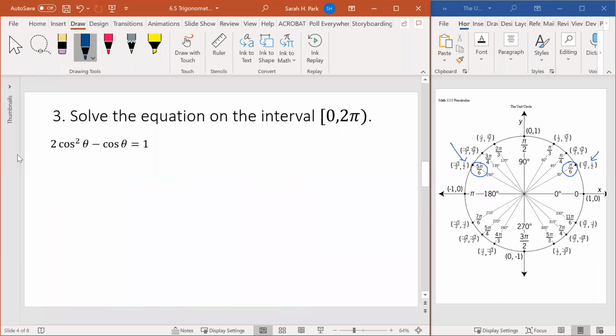Okay, let's take a look at number 3. Solve the equation on the interval 0 to 2 pi. The instructions for this problem are different in that it doesn't say find all solutions. It says solve the equation on the interval 0 to 2 pi. So that means they want you to restrict your solutions to only the ones that you see on the unit circle. So in this case, we don't need to add plus 2 pi n to your solution.